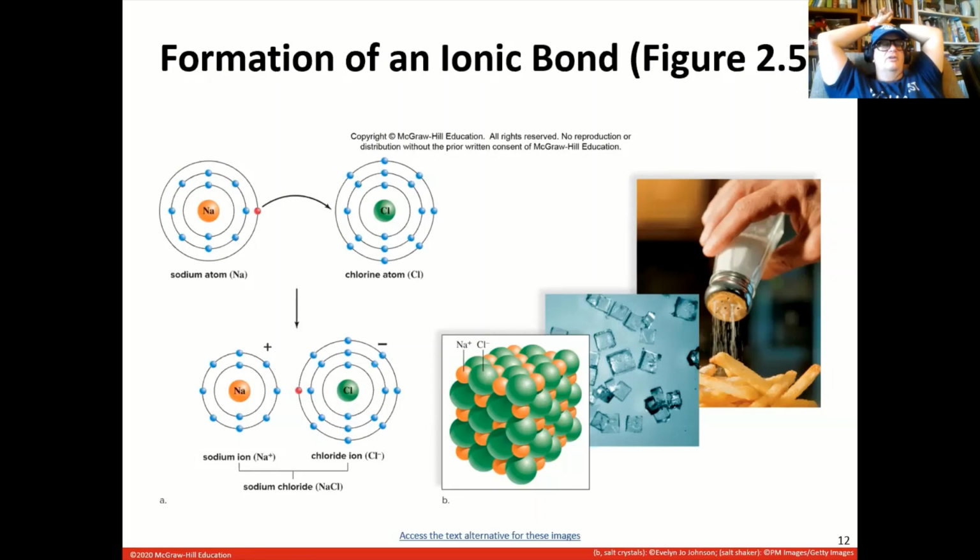So sodium's like, I really wish I could get rid of this. And chlorine's like, really? Because I totally want to have it. And so sodium gives the electron to chlorine. And you might say, oh, well, they'd both be happy and move off in their merry way. But no, because the sodium now has a positive charge because it has more protons than electrons. And the chlorine now has a negative charge because it now has more electrons than protons. So what happens? They both have a charge, they are attracted to each other, they stick together. That is an ionic bond.